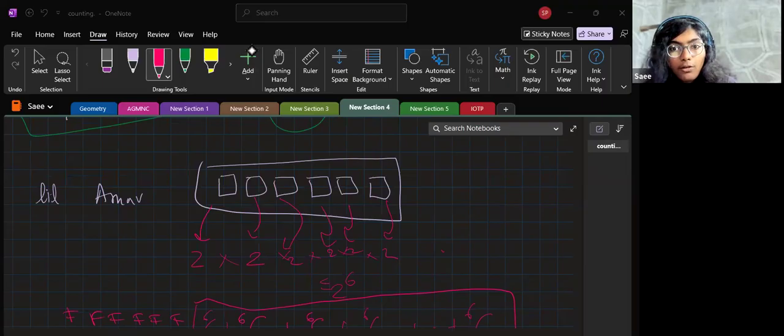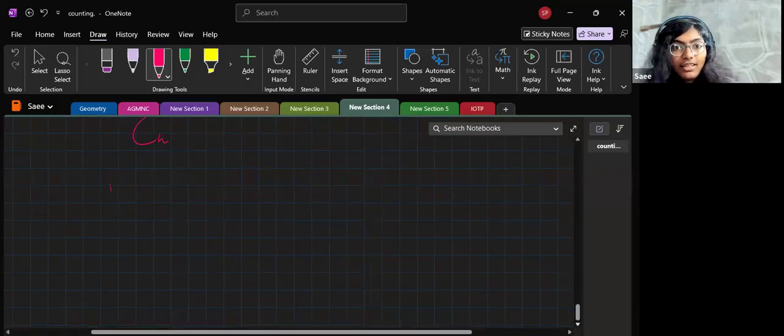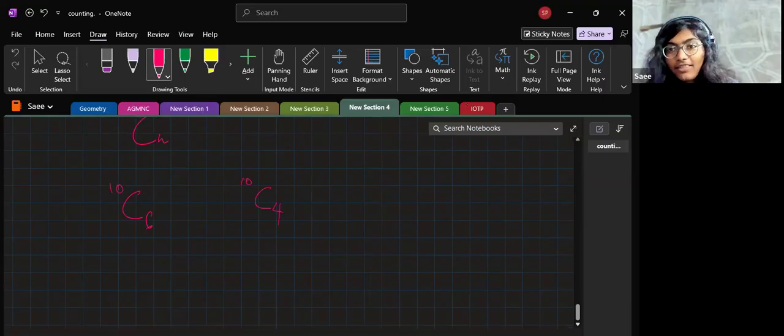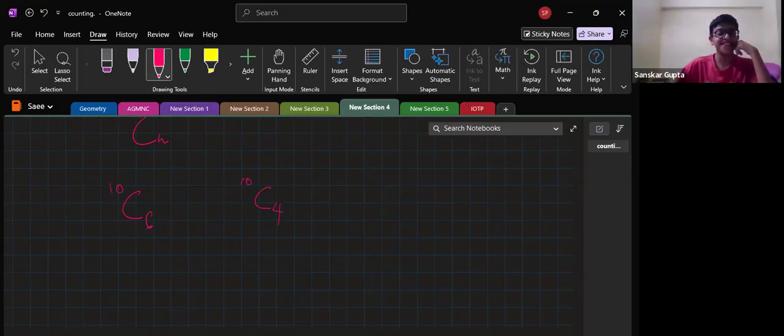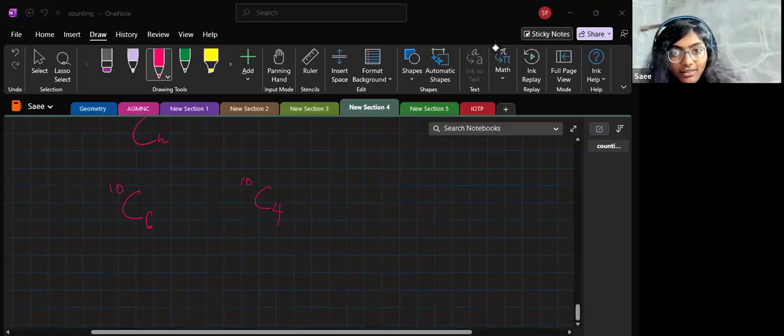Choosing 6 from 10 and 4 from 10 is not the same. That's what Nikhil is saying. Ha ha ha, Saee Didi scammed you. 10 choose 6 and 10 choose 4 is not the same. Why? Can somebody tell why this is not the same? Wait, isn't it the same? How is it not the same? I don't know. Nikhil is saying it's not the same.